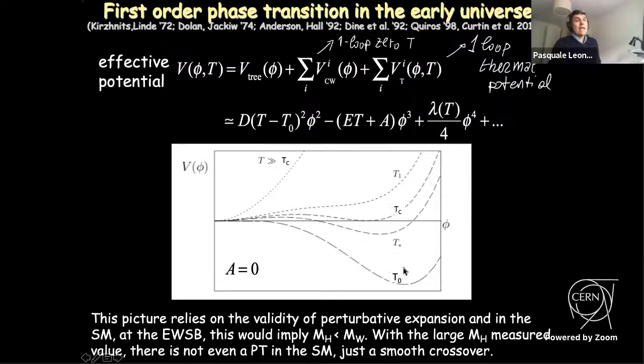The phase transition temperature, we will see, is a little bit ambiguously defined, but let's say it's something between TC and T0, and I will refer to it as T star. This relies on the validity of a perturbative expansion. So in the electroweak symmetry breaking, that meant that the Higgs mass should be smaller than about the W boson mass. And since that is not the case, we needed a lattice calculation to establish that indeed there is no phase transition with the current Higgs mass, but a smooth crossover.